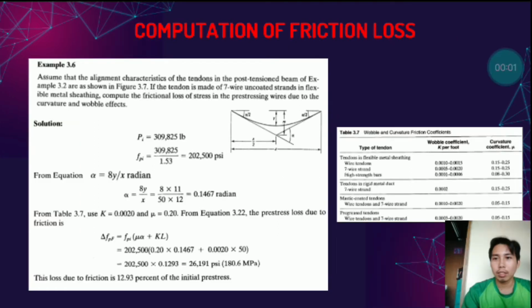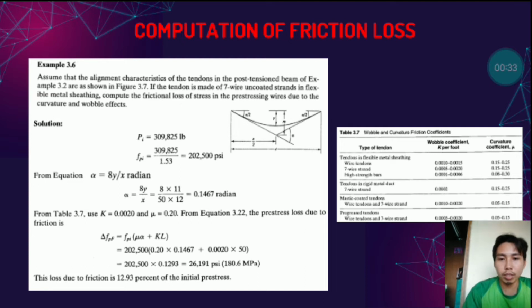Moving on to the next sample problem, let us try to solve the prestress loss due to friction. The problem reads: assume that the alignment characteristics of the tendons in the post-tension beam for the first problem are shown in the figure. If the tendon is made of 7-wire uncoated strands in flexible metal sheathing, compute the frictional loss of stress in the prestressing wires due to the curvature and wobble effects.